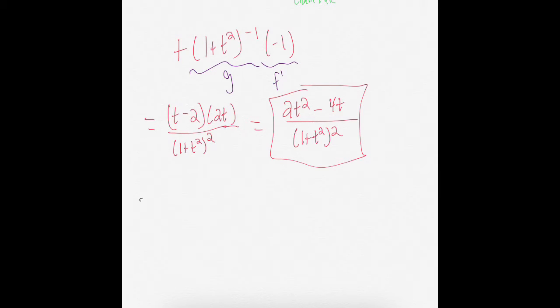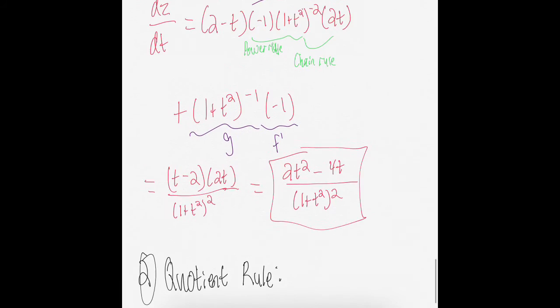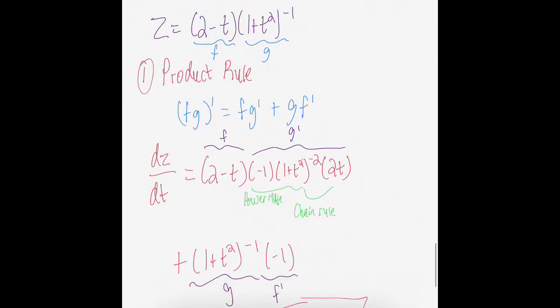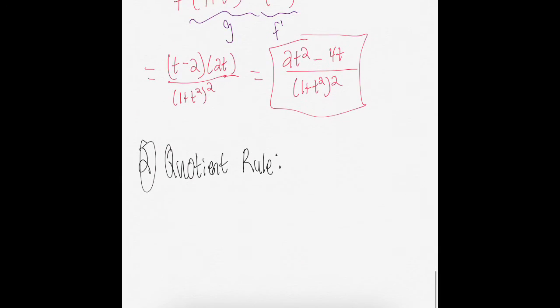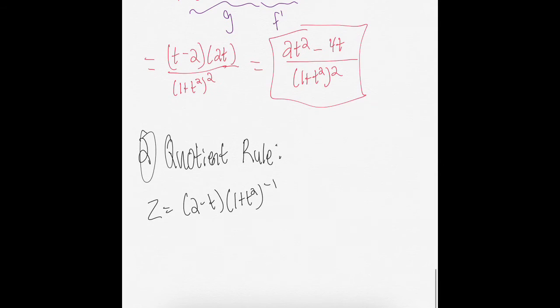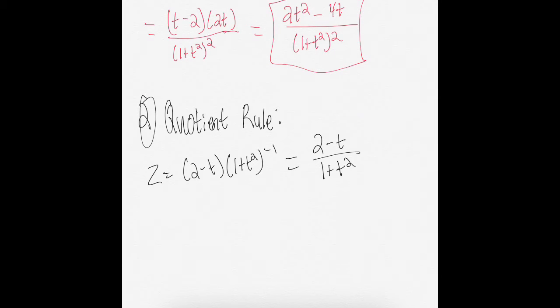Now I again want to do this derivative. This time I want to use quotient rule. And you might say, but Bailey, I don't see a fraction anywhere here. Well, dear student, excellent observation. And what I can do is I can rewrite, so z, we are told, is 2 minus t times 1 plus t squared to the minus 1. And 1 plus t squared to the minus 1, well, that's the same as 2 minus t over 1 plus t squared.